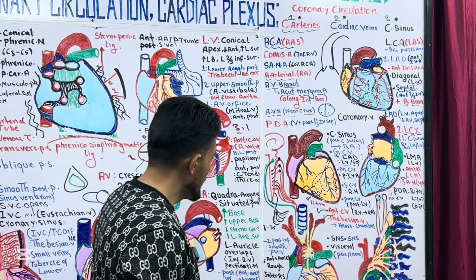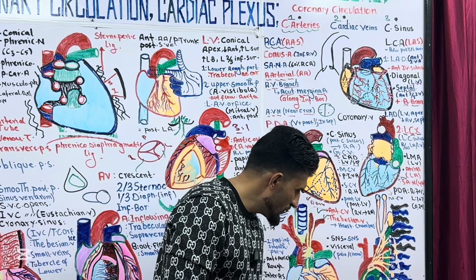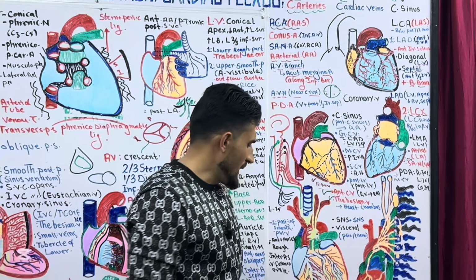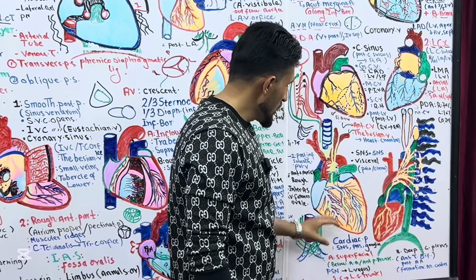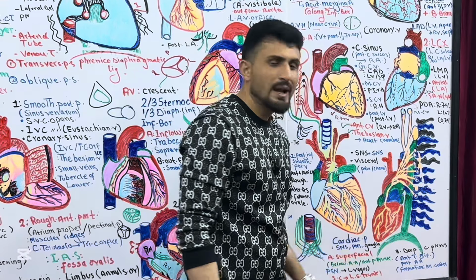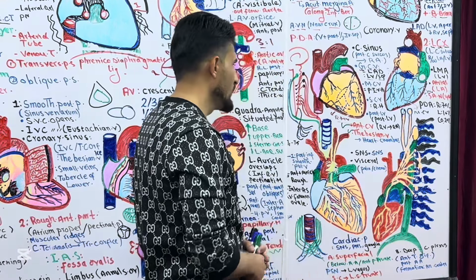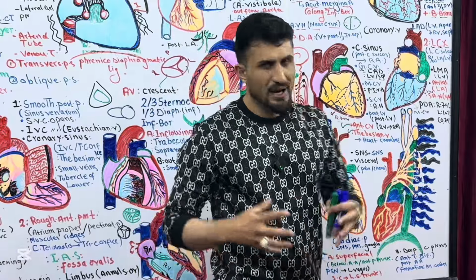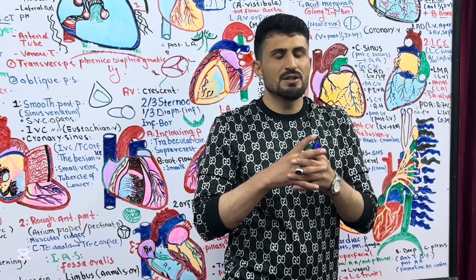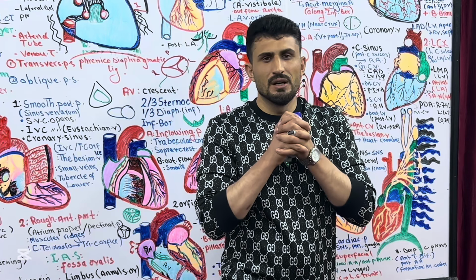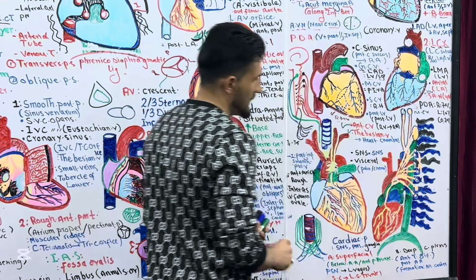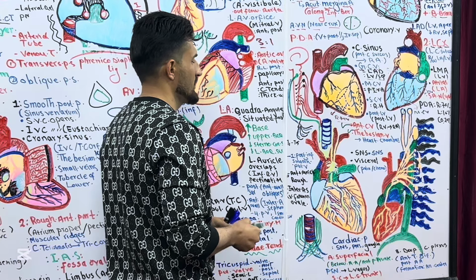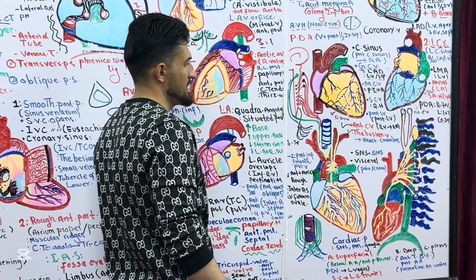Now we will talk about two important structures. I'm not going deep into this structure, but anyway, we will talk about the cardiac plexus. First of all, what is the cardiac plexus? The cardiac plexus is a collection of different nerves, and these nerves innervate the heart. I'll tell you about the cardiac plexus step by step, don't worry.